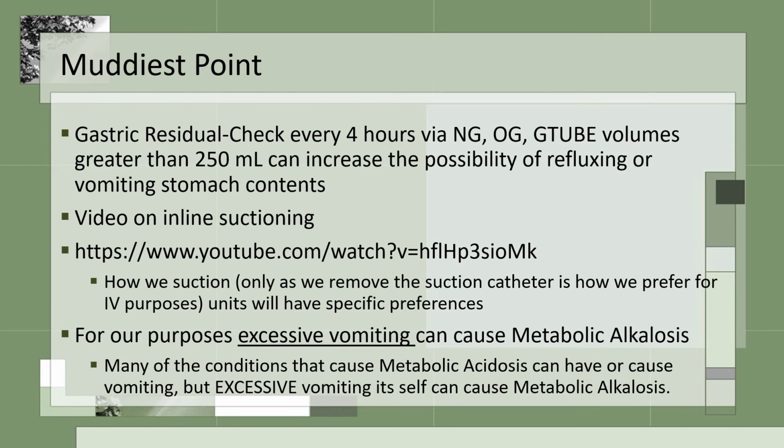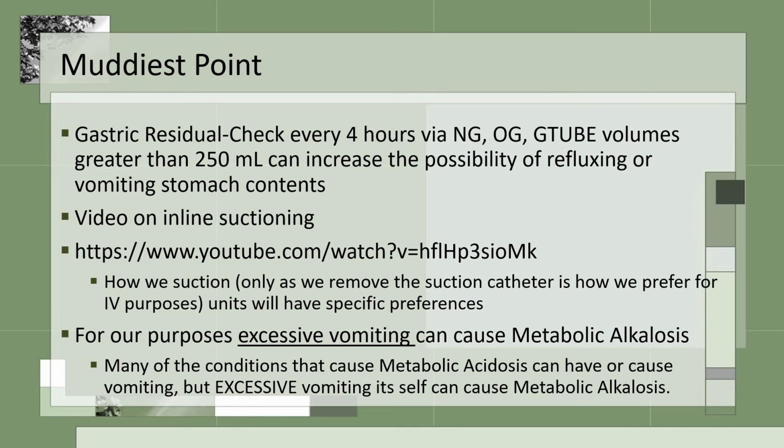Checking gastric residuals, we should check them every 4 hours via OG, NG, or G-tube. Volumes greater than 250 mLs can increase your possibility of refluxing or vomiting stomach contents, and they could go in the lungs, so it increases your risk for aspiration, which can cause VAP, right?